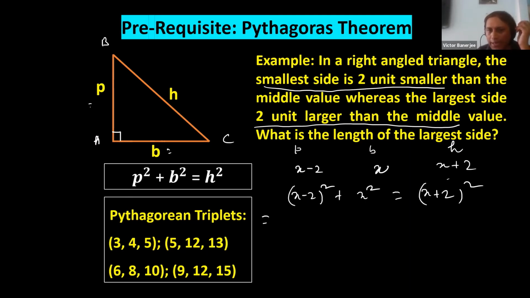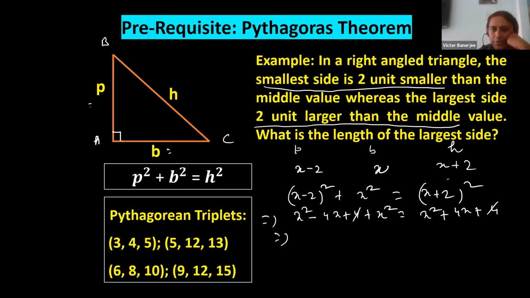So open the bracket. (a minus b) whole square, so x square minus 2ab. So it's 2 into x into 2, that is 4x, plus 4, plus x square, equal to x square plus 2ab, that is 4x plus 4. So plus 4 cancels. So bring everything to one side. x square cancels. So we get x square minus 8x equal to 0.